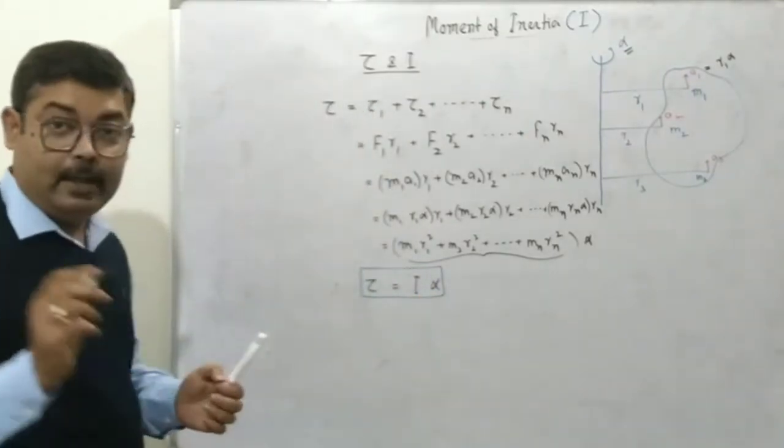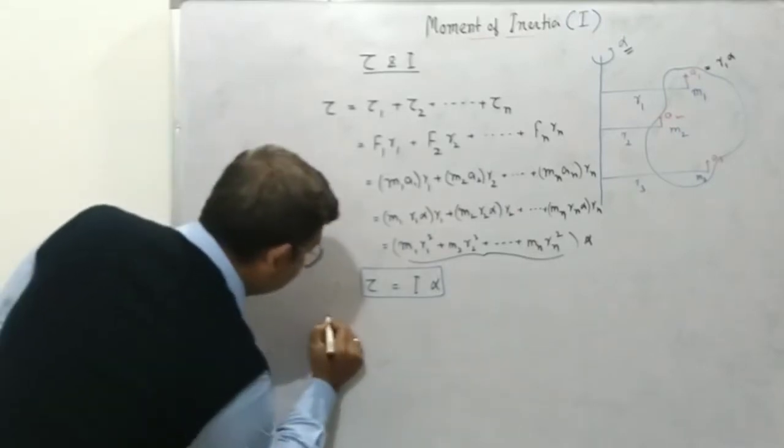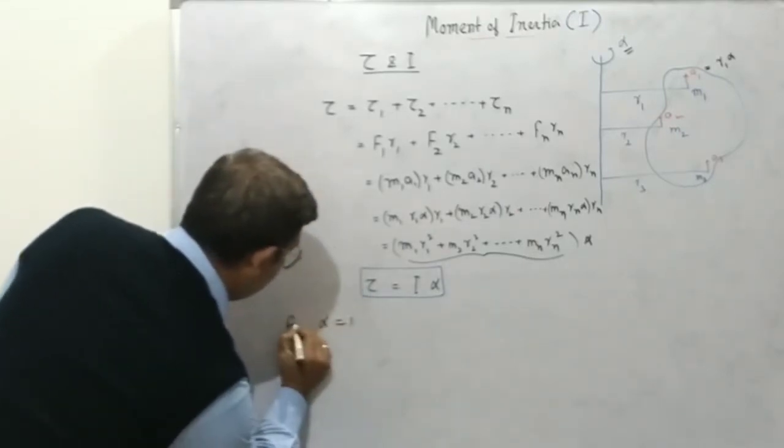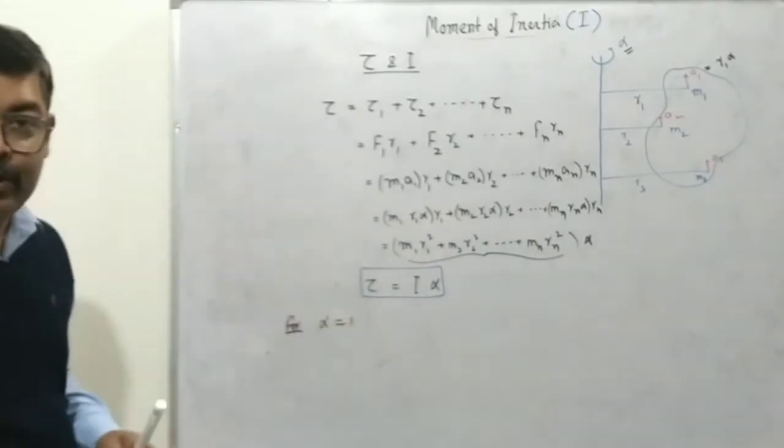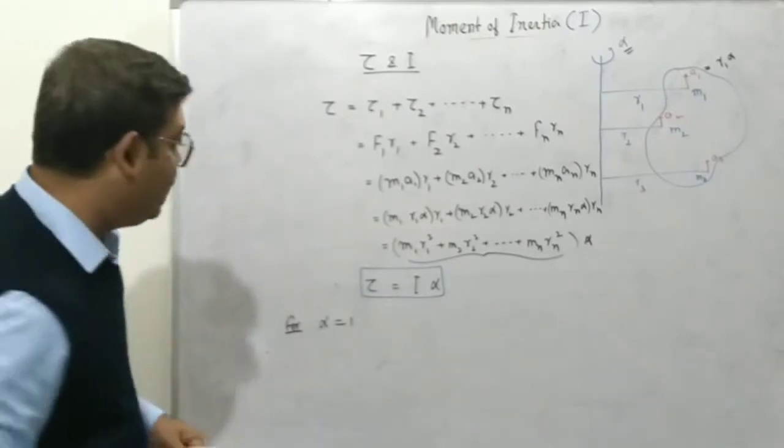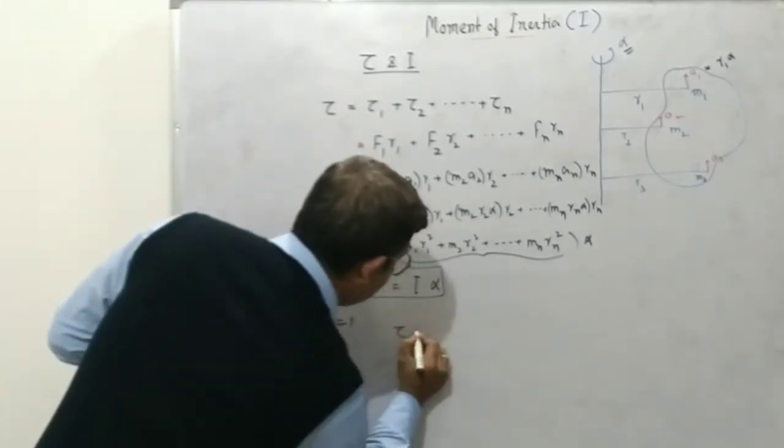Now for a special case, if we have alpha equal to 1, for unit angular acceleration of 1 radian per second square, what do we have? Tau equal to I.